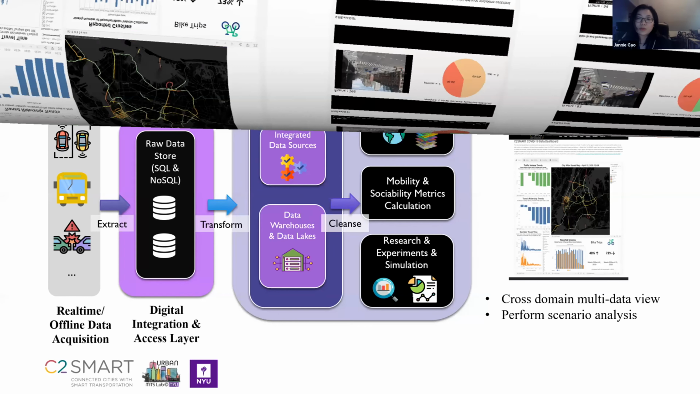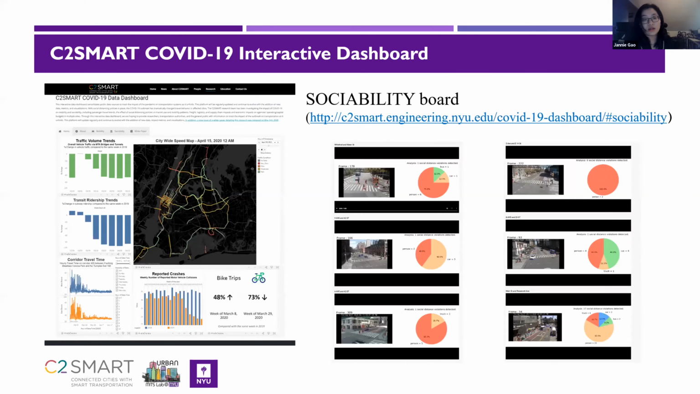One of the important parts of this data dashboard is called sociability. This is a subboard that we have. Basically we have two boards: the mobility data dashboard, and the sociability board. And today we're going to focus on what we did for this sociability board. Next one.